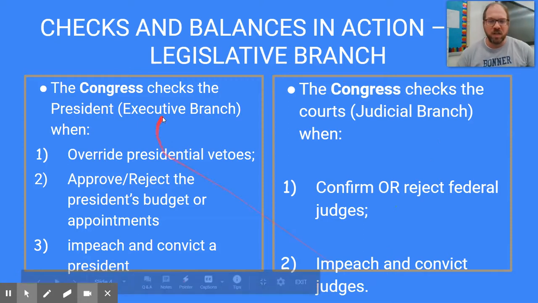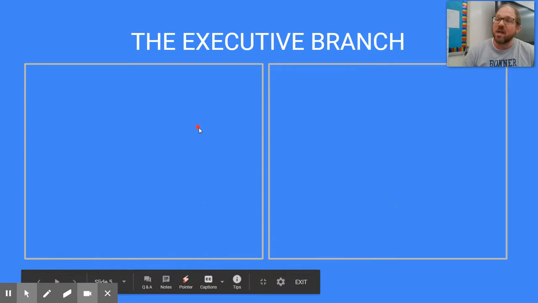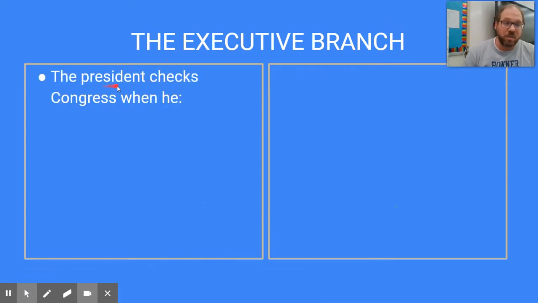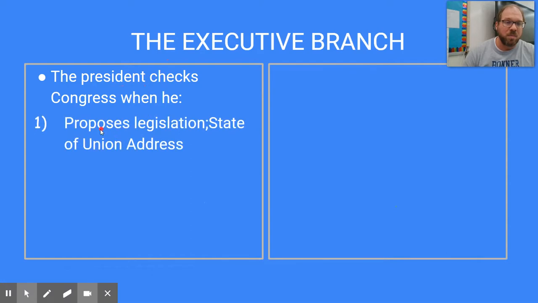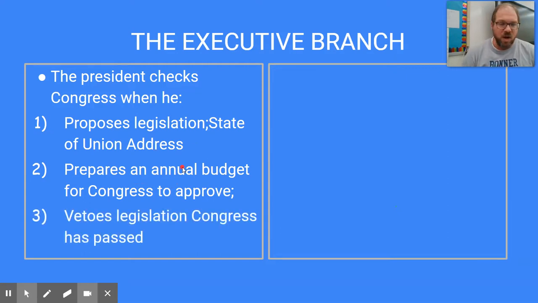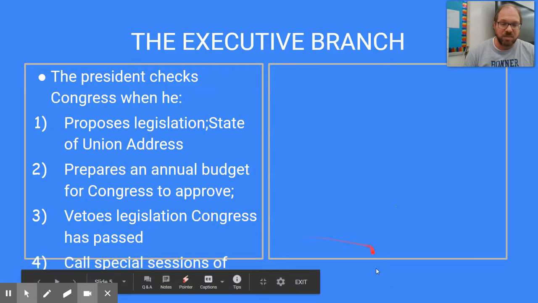Okay, we're going to move on to our next branch, the executive branch. Now, the executive branch can check, or the president can check Congress when he proposes legislation. This is the State of the Union address. The president prepares an annual budget for Congress to approve. Remember, he can't just say do this, they have to approve it. Vetoing legislation Congress has passed, and calling special sessions of Congress. That one's being covered up a little bit.